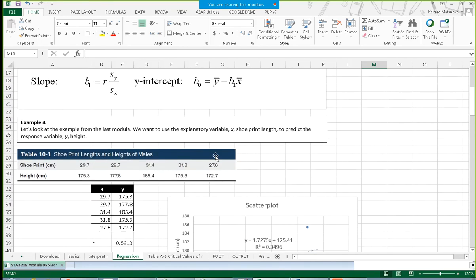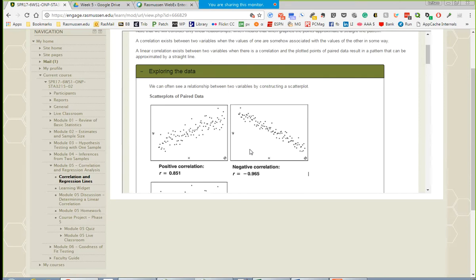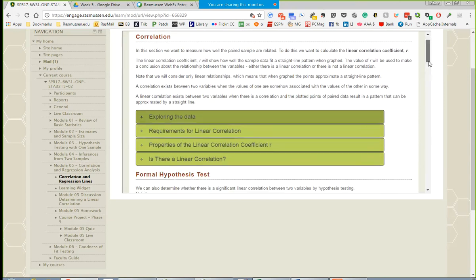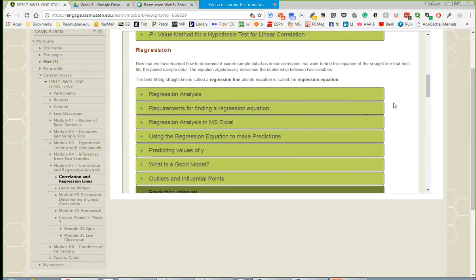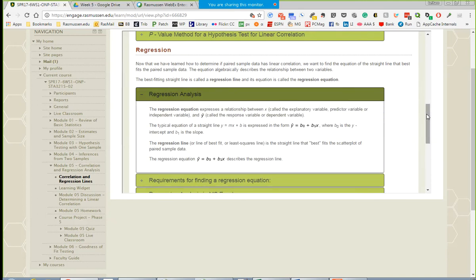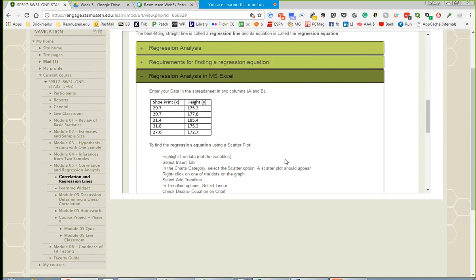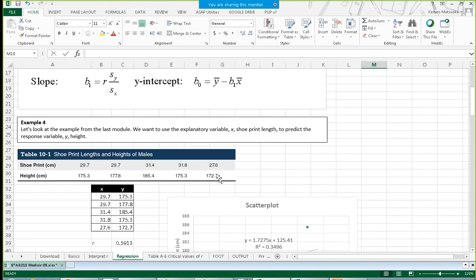So if you're following the lecture notes, here's an example in the lecture notes. So I'm going to reproduce this here. Okay.